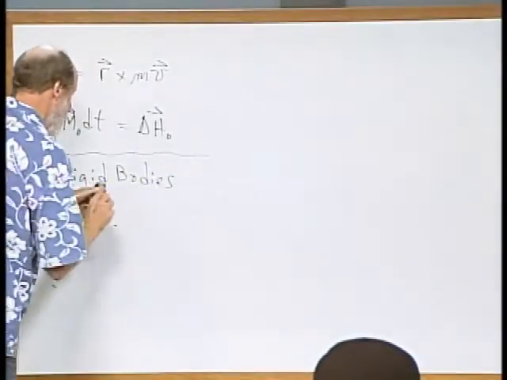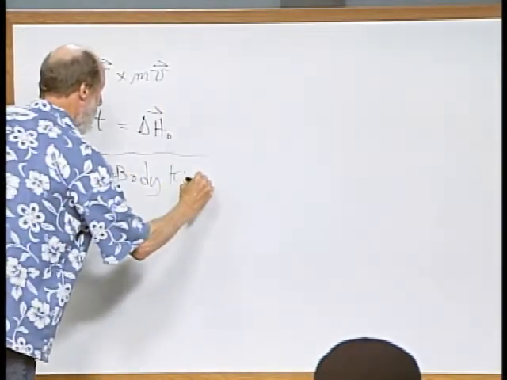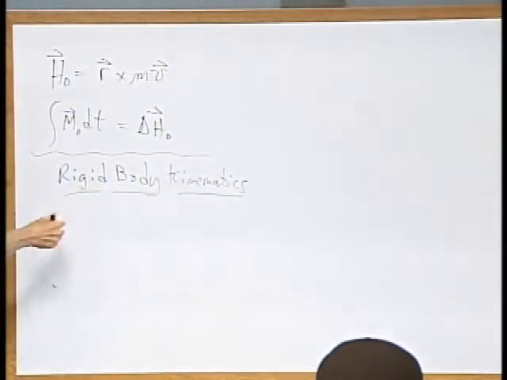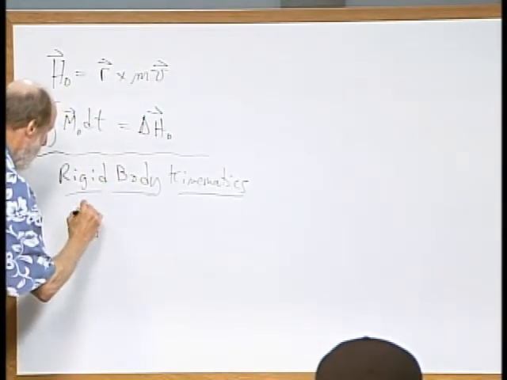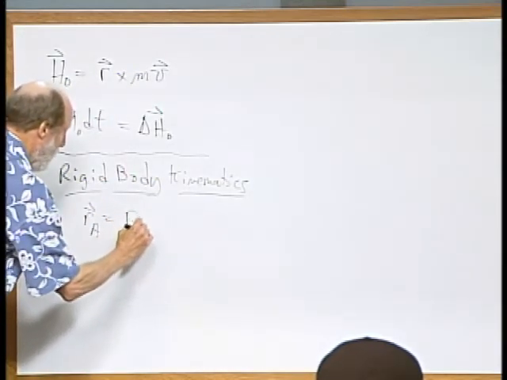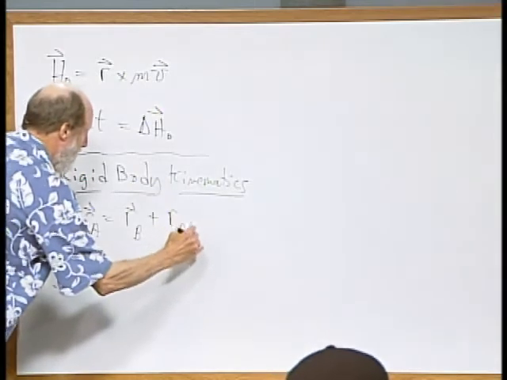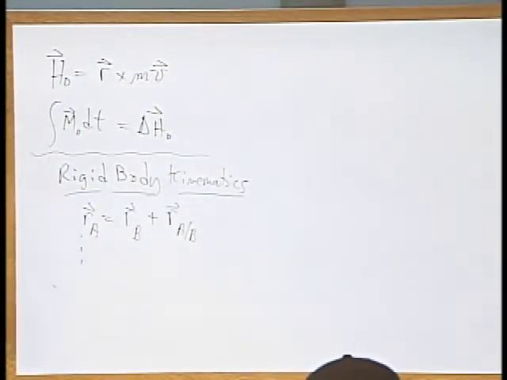Rigid body kinematics. And that's where we ended the course. Okay. And that's the more recent material, where we started with a position vector equal to another position vector plus a relative position vector, and then differentiated those.